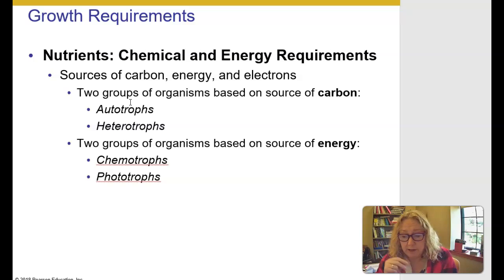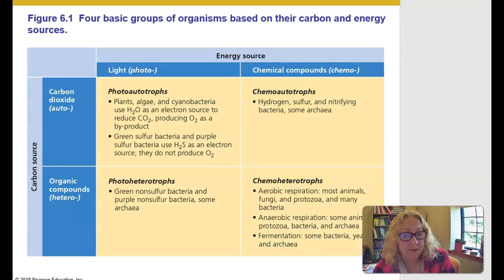There are two kinds. This should back it up to basic biology, right? Autotrophs and heterotrophs are the two groups of organisms based on the source of carbon. Then there's two groups based on the source of energy. Do you get it from chemicals or light? Chemotrophs and phototrophs. I think I have a chart in here.